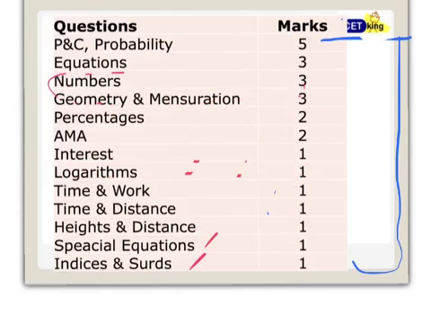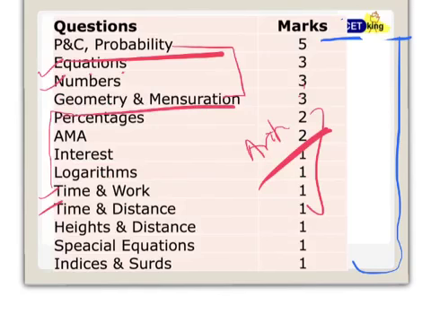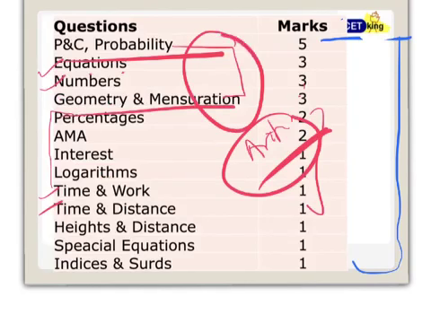Now if I compare this in general as an overview of the quant section, leaving equations and numbers apart, percentages, mixed allegations, interest, time and work, time and distance, these 5 topics are pure arithmetic. So arithmetic is again dominating the area, followed by modern maths, which is geometry and permutation combination probability. Fine. So just like CAT, arithmetic and modern maths are both equally important for the exam.